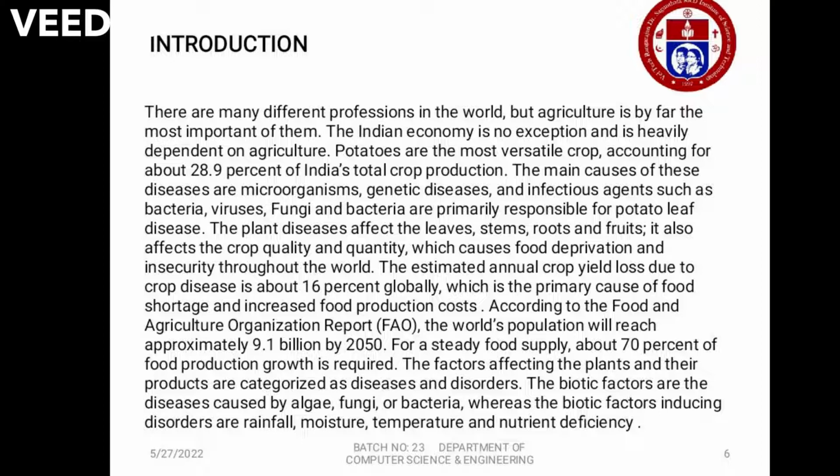The factors affecting the plants and their products are categorized as diseases and disorders. The biotic factors are the diseases caused by algae, fungi, or bacteria, whereas the abiotic factors inducing disorders are rainfall, moisture, temperature, and nutrient deficiency.